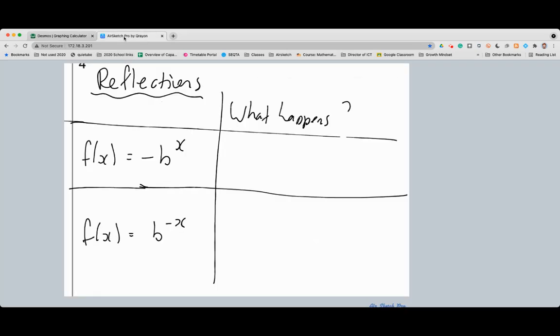Next thing I ask you to do is to look at reflections. This is a bit more straightforward. Parav, do you want to say what happened when you reflected by putting a negative in front of the b?